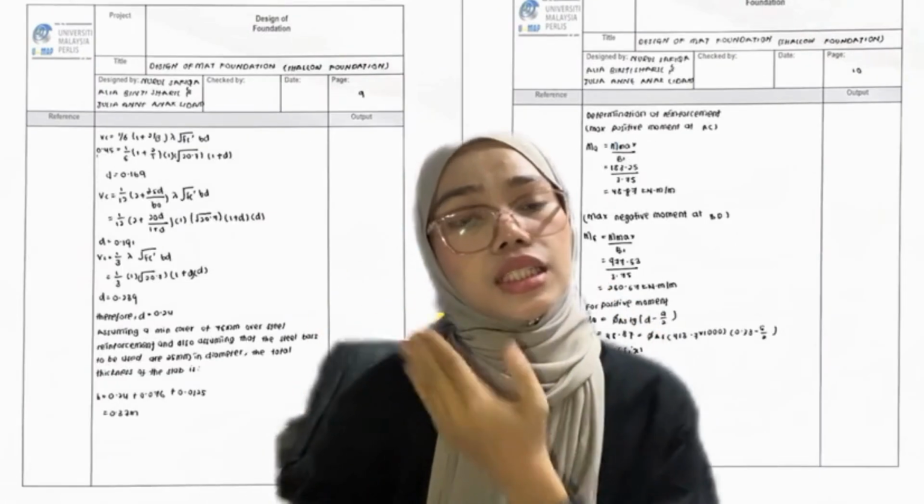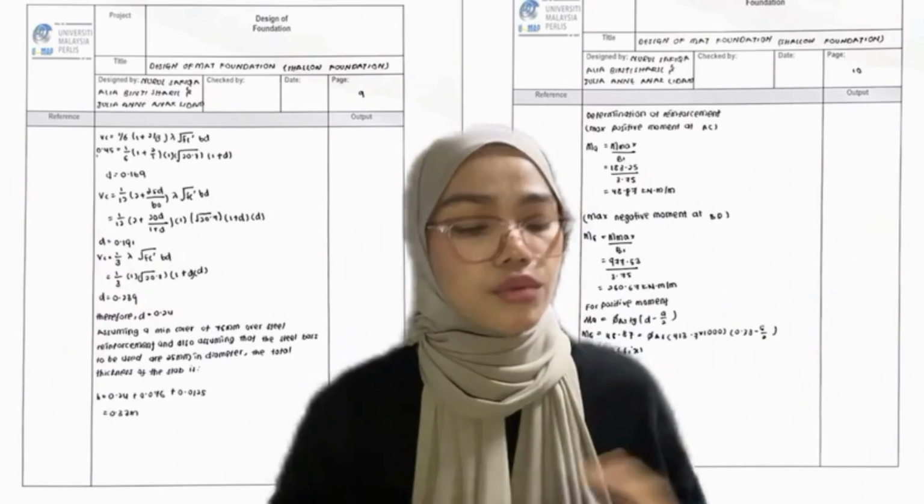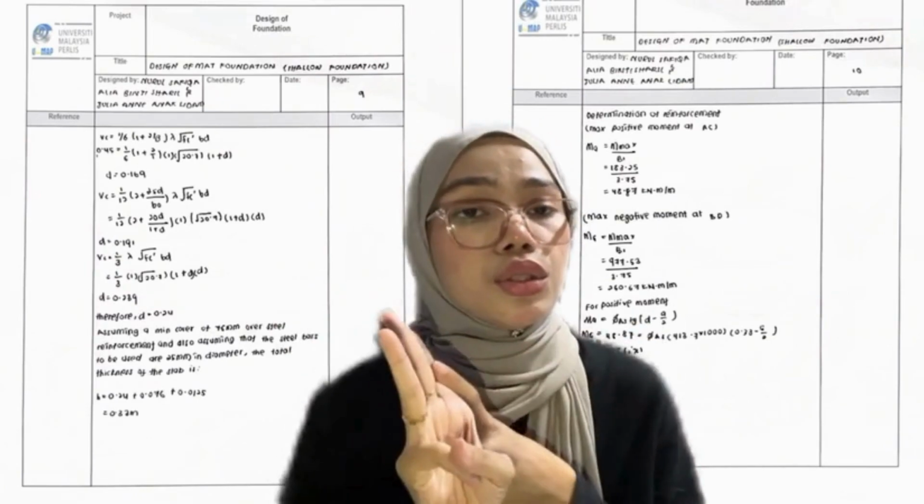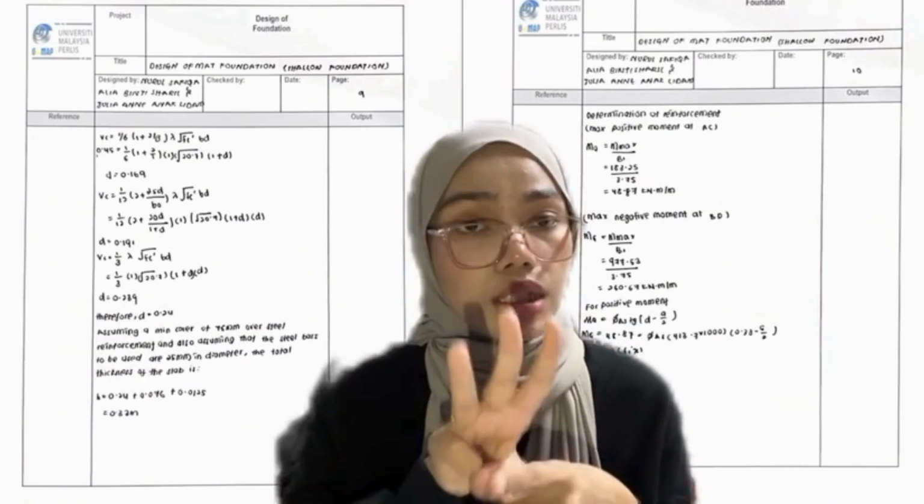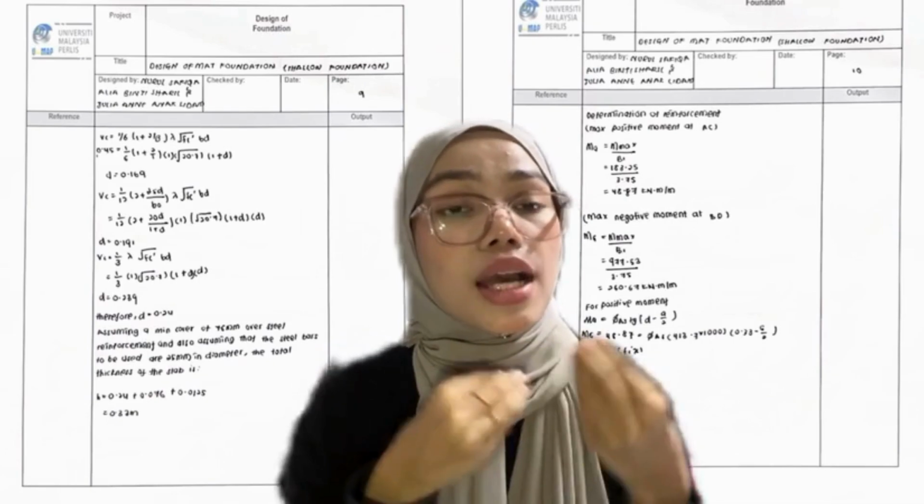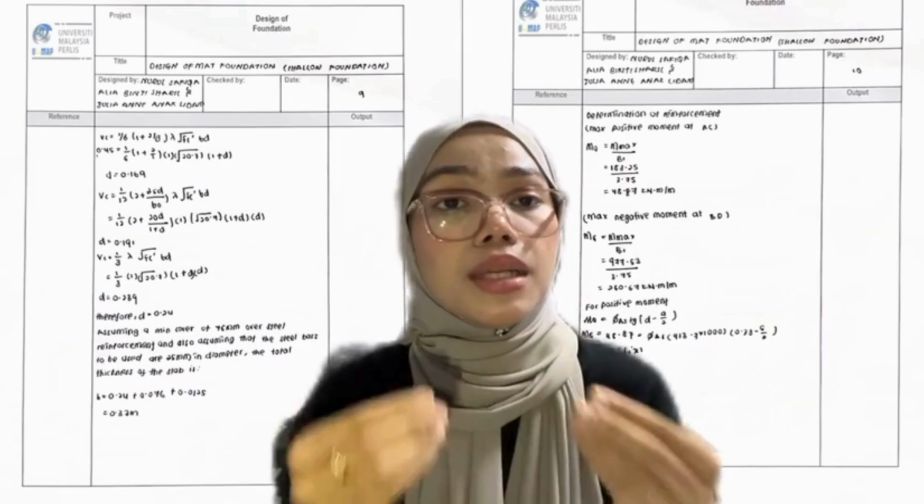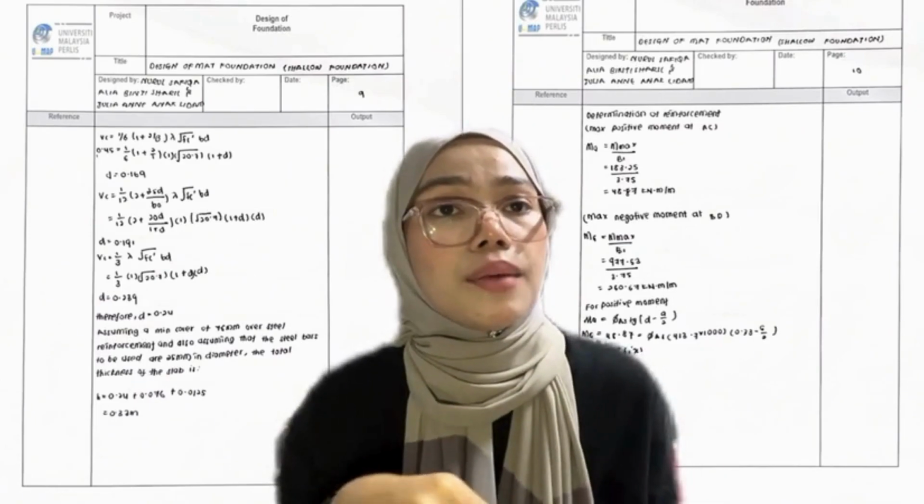For this calculation, we need to calculate Vc first. Actually, for Vc we have 3 equations, so we use all 3 and put the highest answer at h. The next step is to determine the reinforcement.